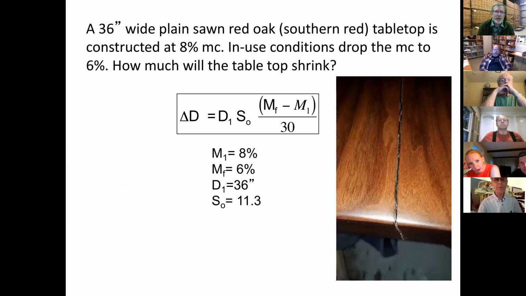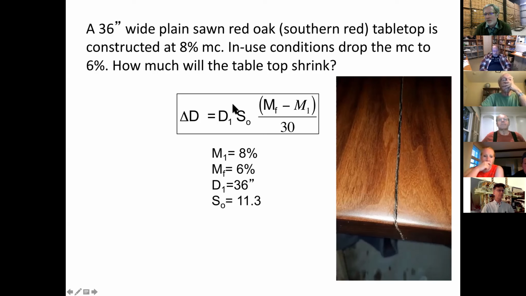Okay, let's do an example. So I made a tabletop that was 3 feet in length, or I should say width. The width of the wood was 36 inches. It was red oak, it was southern red oak. I made it at 8% moisture content, and I know that burning wood in my house is going to cause that wood to absolutely reach 6%, if not lower, in the wintertime. How much is that tabletop going to shrink? Well, that's a good question. I don't want it to end up with this crack in there. I definitely want that table to be able to float, but just how much do I have to worry about?